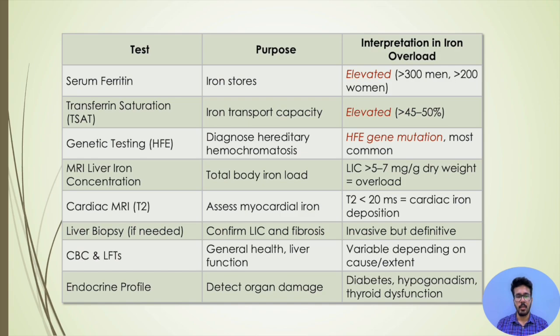Serum ferritin, which is a marker of iron stores, is elevated in iron overload. Transferrin saturation, which is indicative of the iron transporting capacity, is also elevated in iron overload. Genetic testing is done for diagnosis of hereditary hemochromatosis. HFE gene mutation is most commonly seen in primary iron overload. As we have mentioned before, for organ manifestations, we can do MRI for liver and cardiac MRI to assess the hepatic and cardiac manifestations of iron overload. CBC and LFT can be done to assess the general health and liver functions. And finally, the endocrine profile can also be assessed to detect the organ damage due to overload.